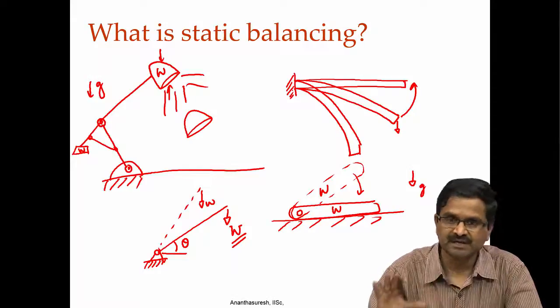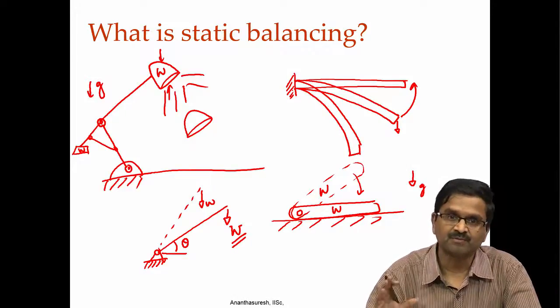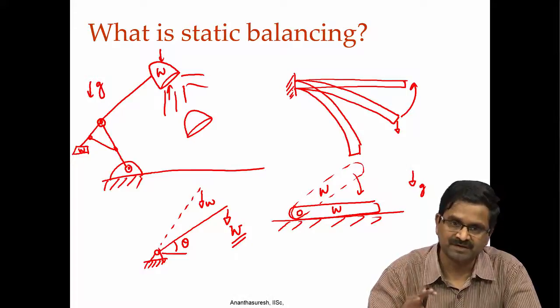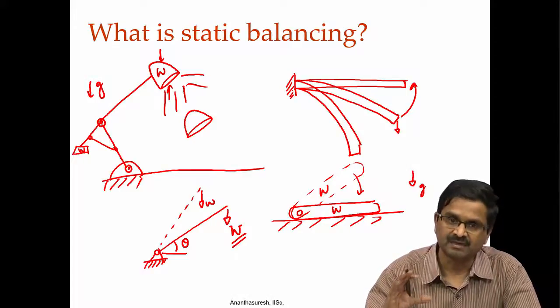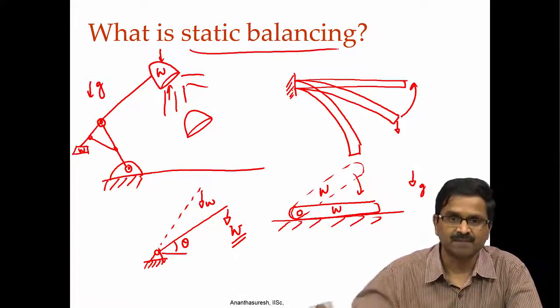There should be something inherent in the system that will make it hold its configuration in any which way that you move it, without having to put additional loads. Whatever gravity load is there, that will be there, and that should be compensated. If we do that, such a thing is called static balancing.